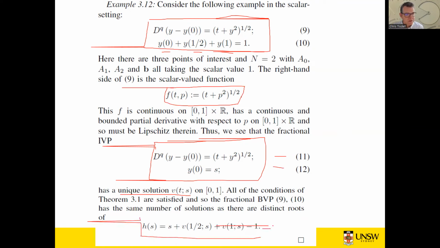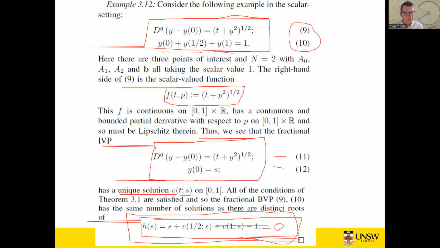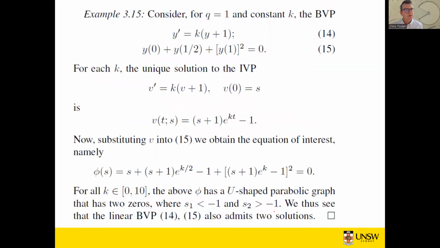We set it equal to 0, and we look at this problem. And then we can conclude that 9 and 10 have the same number of solutions as there are solutions to this problem. Now, we don't know how to compute the exact number of solutions, but we have this relationship at the moment. So let me show you another one.